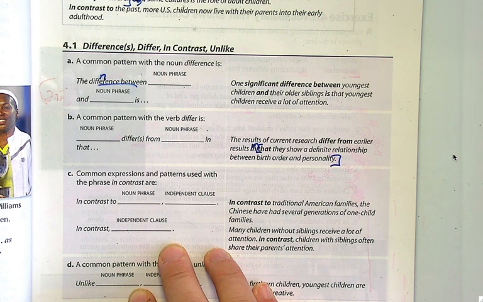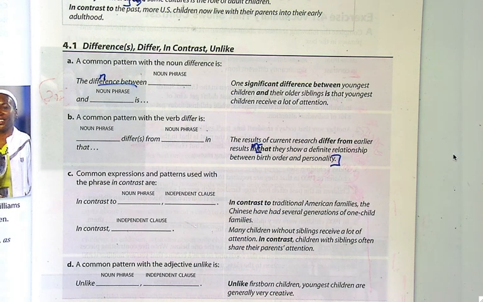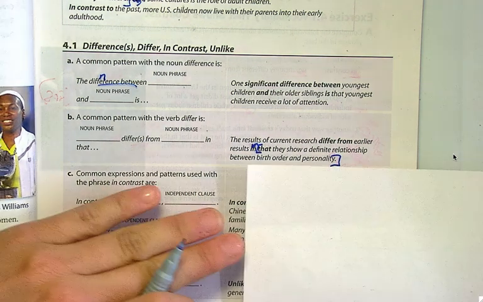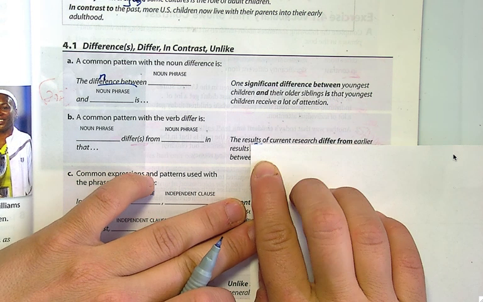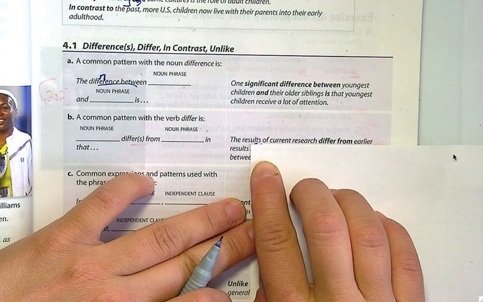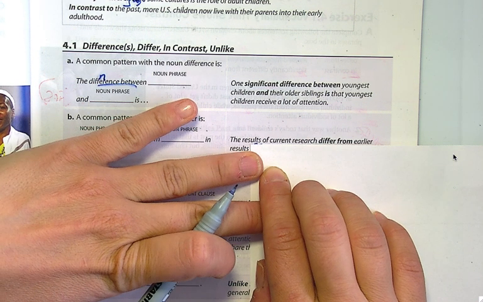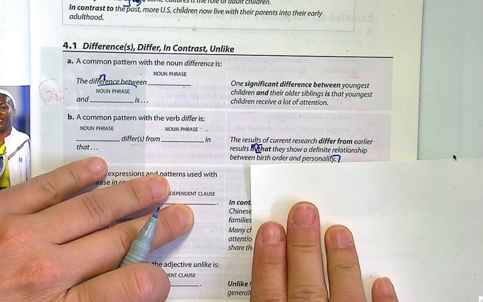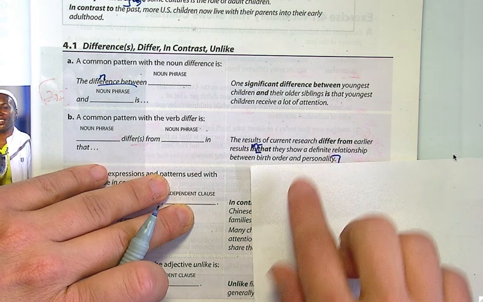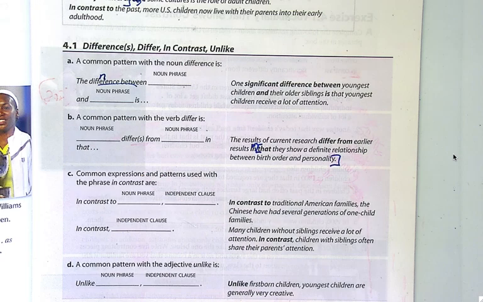The results of current research differ from earlier results. So this, by itself, is actually a sentence. The results of current research differ from earlier research, and I'll cover up this last little part. That's a sentence, but we can add this prepositional phrase after it, and then add a noun clause as the object of the preposition to give us more information about the ways that we differ. This is a complex sentence, and this is a very common way to talk about differences.